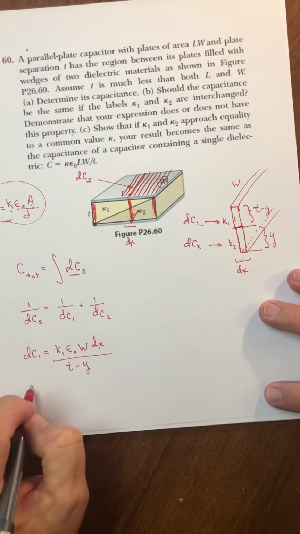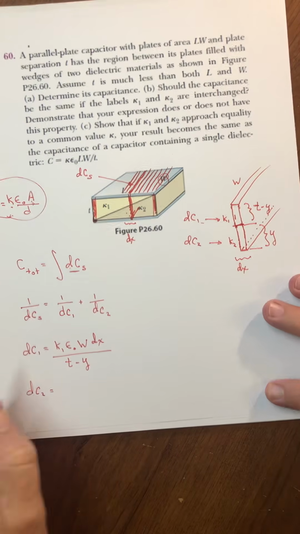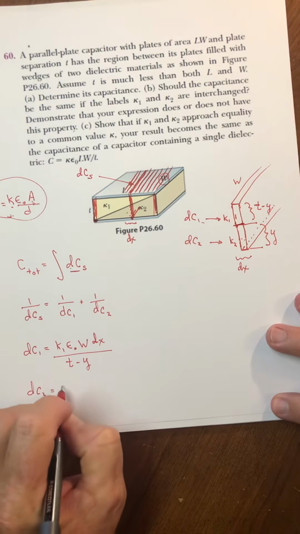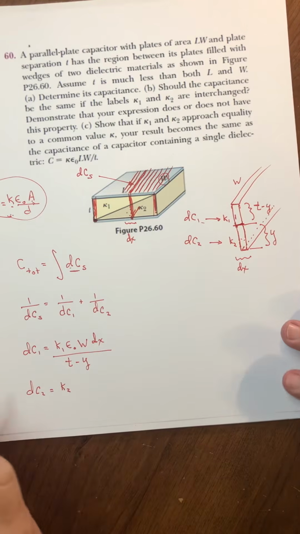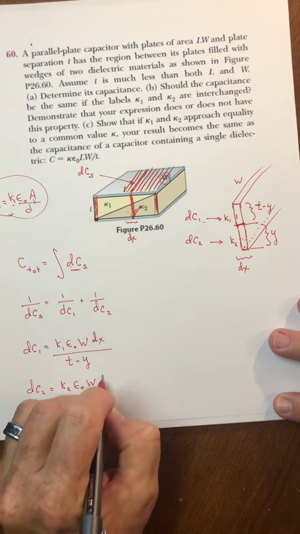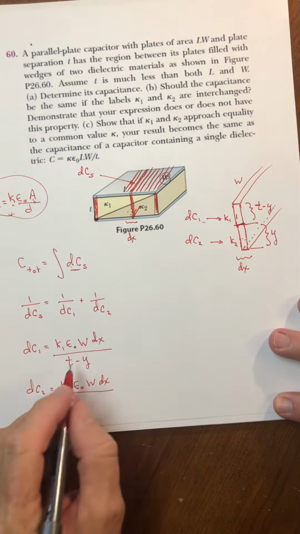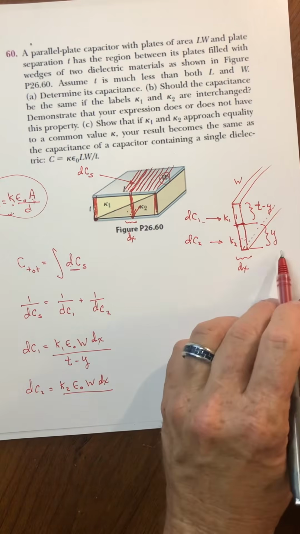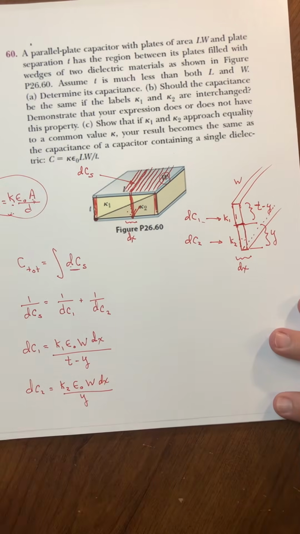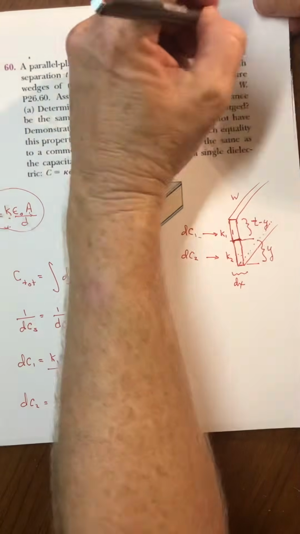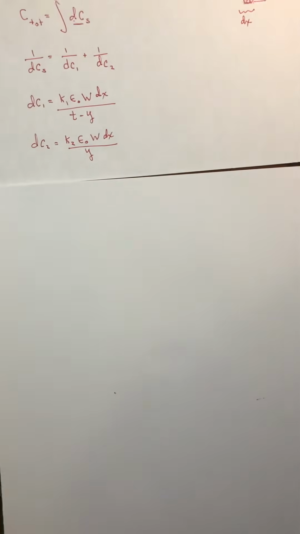And then you can also see the other little microscopic capacitor, C2, this one here. It's made out of a different material, so it would be kappa 2. Then it would be epsilon naught, and then its width W, and then its length dx. And of course now its thickness, number 2 down here, would be just the y. All right, so I'll call that page 2.